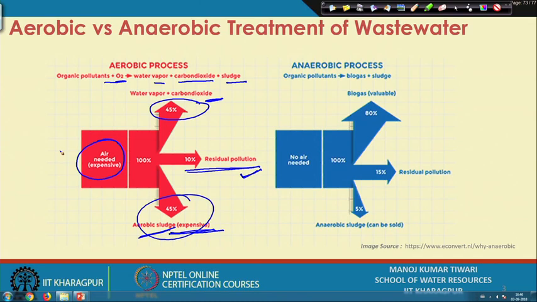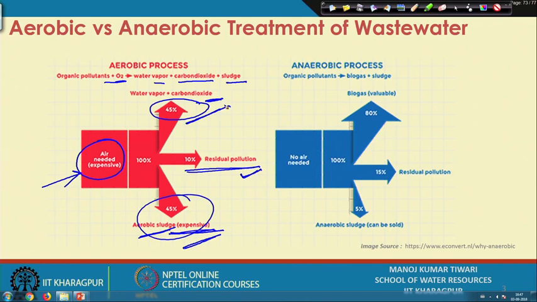As we were discussing in the earlier week, for an aerobic system we need to supply air in some form or other, and that typically needs aeration, which is an energy intensive and expensive process. So, we are supplying energy, and as a result we are generating a certain amount of biomass and a certain amount of gas, primarily carbon dioxide.